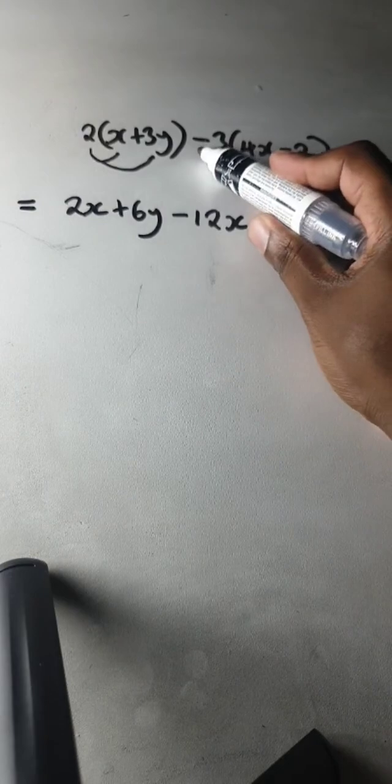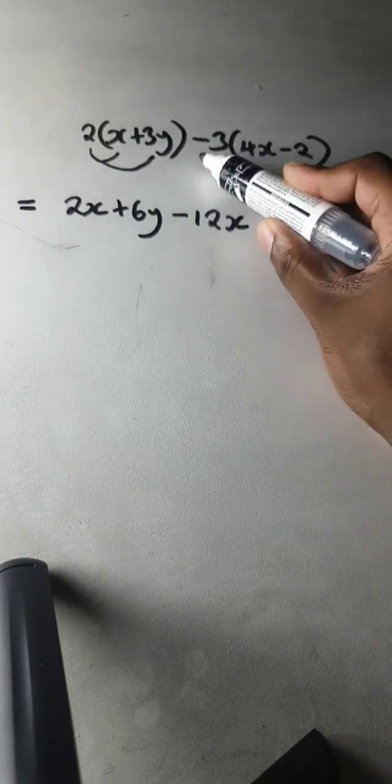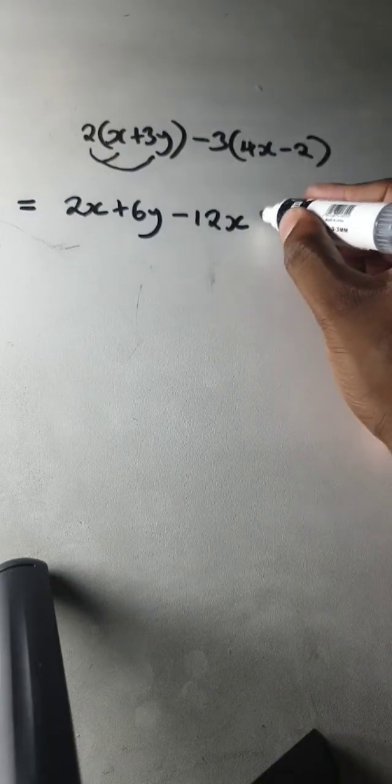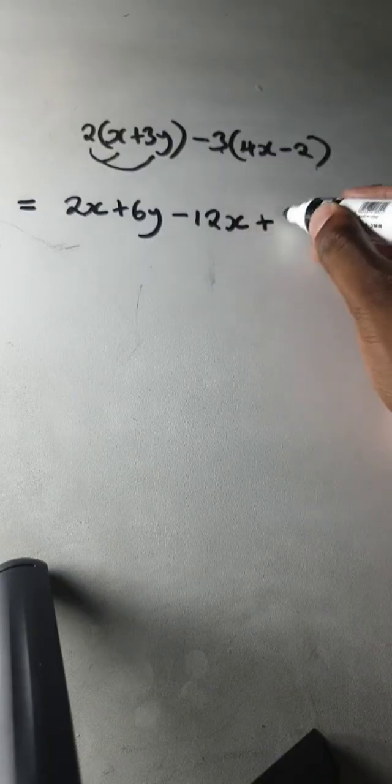Then now we have negative 3 times negative 2. Negative times negative is positive. 3 times 2 is 6.